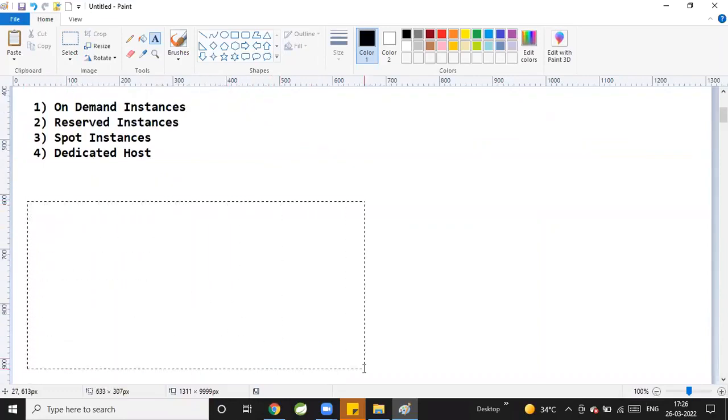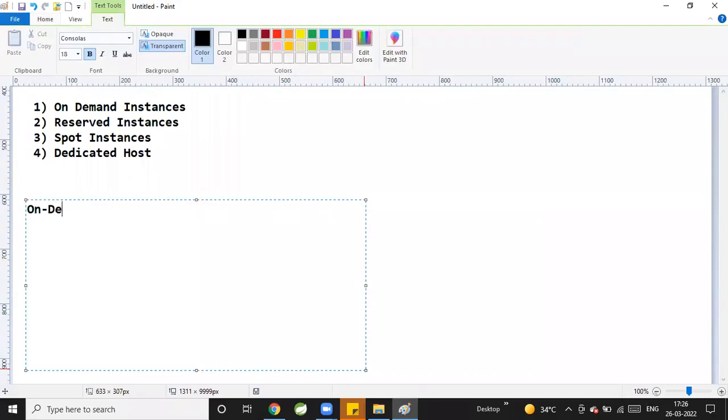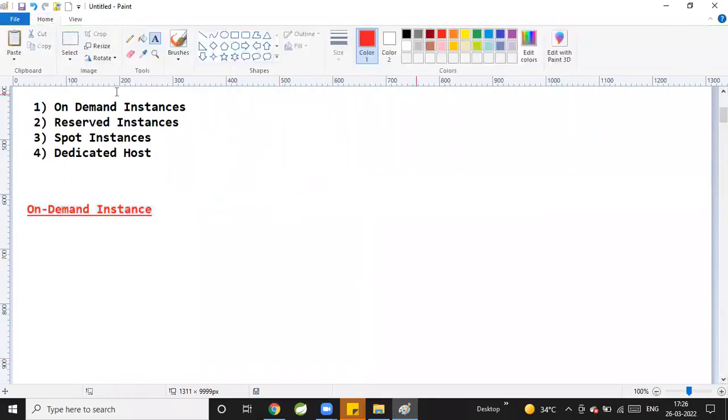What are on-demand instances? Can you tell me what an on-demand instance is? On-demand means whenever you want, you will use it. Such a kind of instances are called on-demand instances.